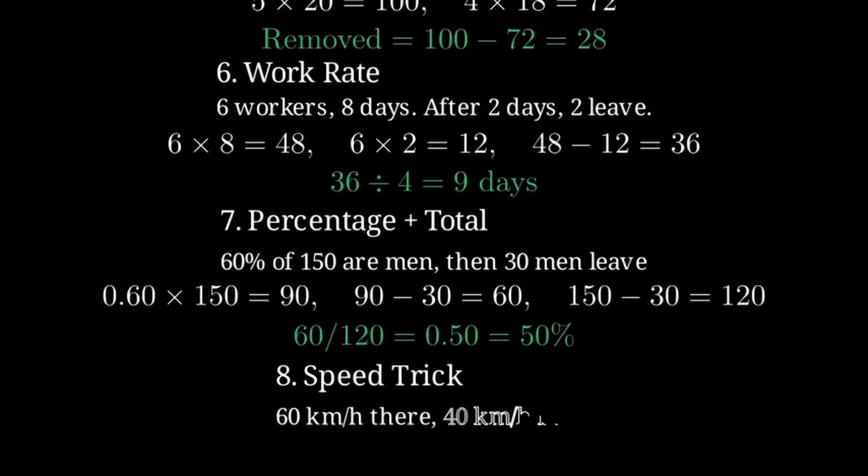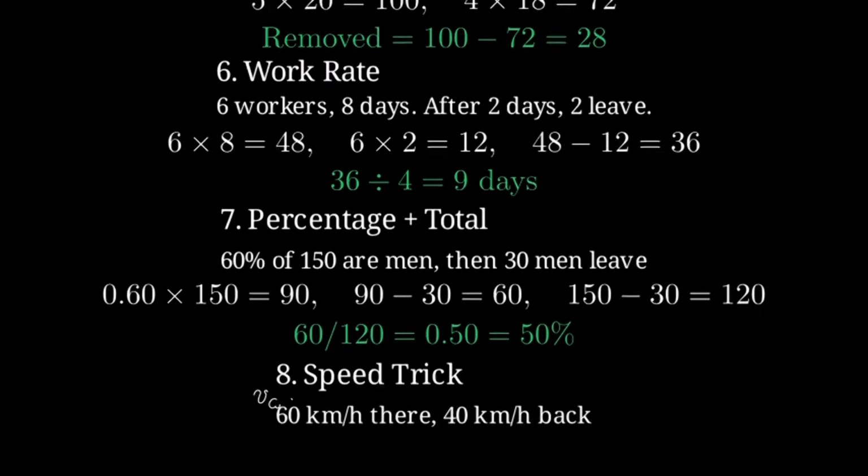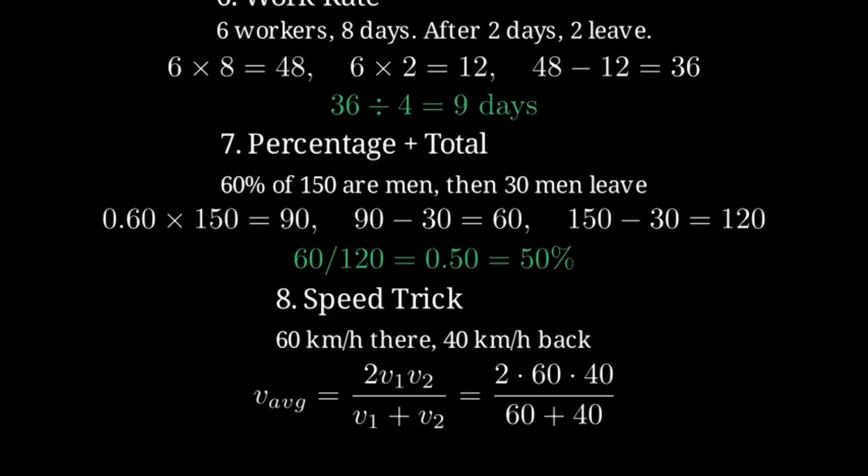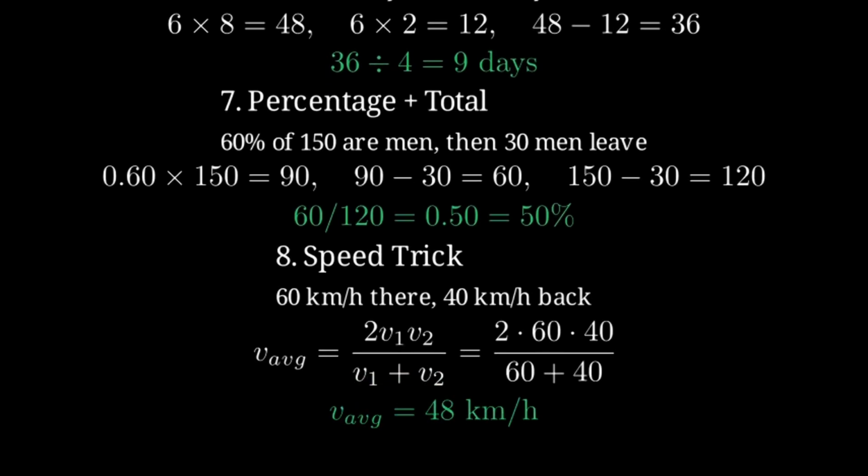Problem 8. A vehicle goes 60 kilometers per hour and returns at 40. We need total distance over total time. For 2 equal distances, average speed is 2 times S1 times S2 over S1 plus S2. That gives 48 kilometers per hour.